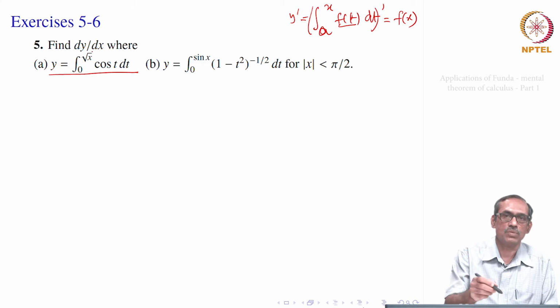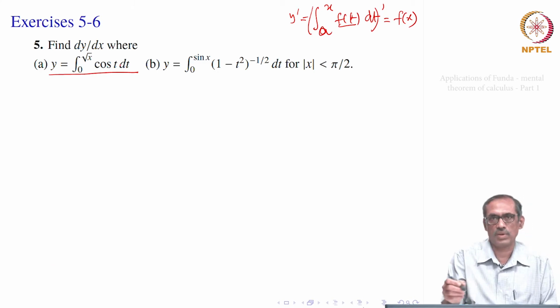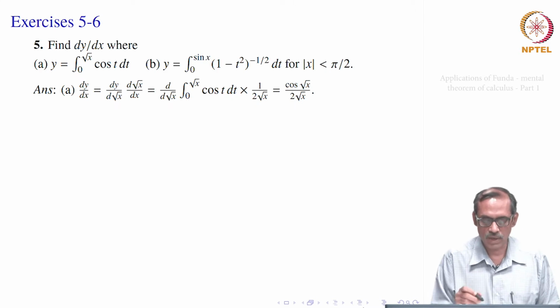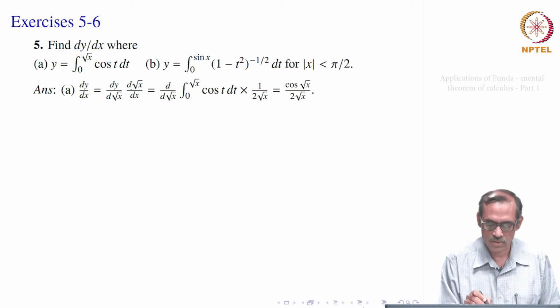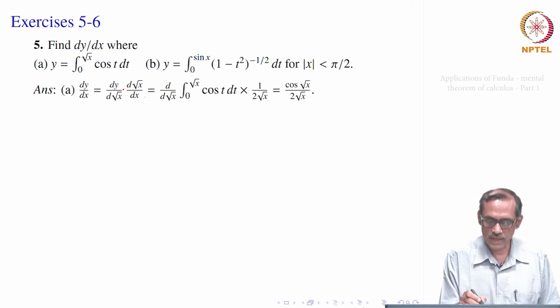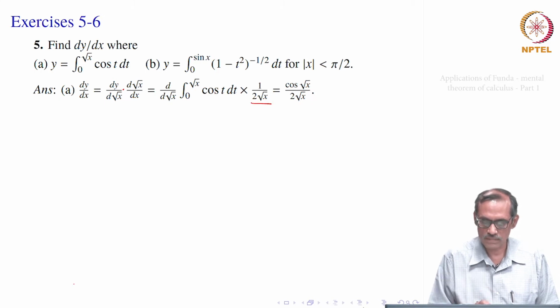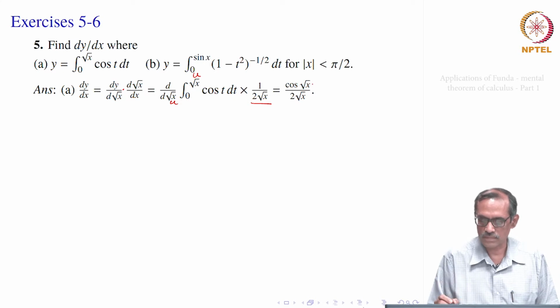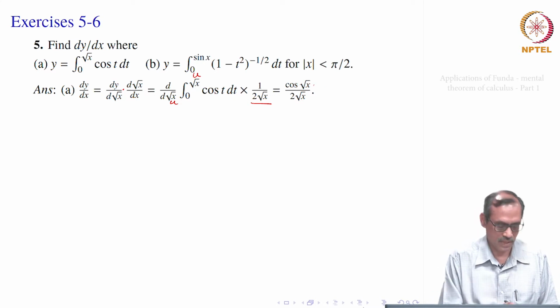Problem is, dy by dx we want, but it is 0 to root x. If you take dy by d root x, then straightforwardly we will go for cos root x, right. So, you have to apply the chain rule here. Now, dy by dx is dy by d root x into d root x by dx. So, d root x by dx is 1 by 2 root x, and d root x of 0 to root x is really something like d by du of 0 to u. So, that gives you cosine u or cosine root x. Therefore, the answer is cosine root x by 2 root x.